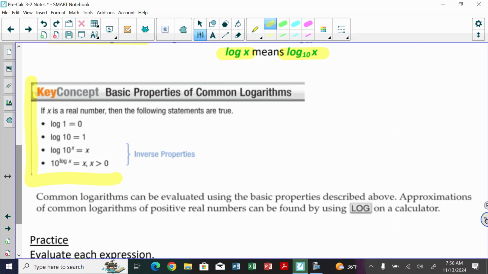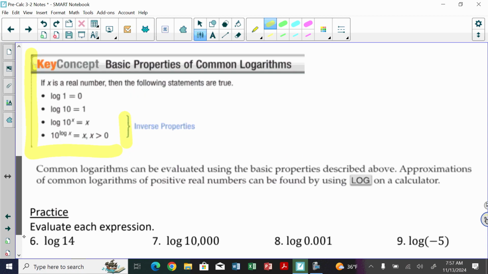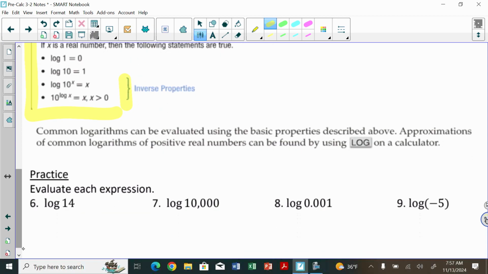Okay? Log base 10 of 1 equals 0. Log base 10 of 10 is 1. Log of 10 to the x equals x, and 10 to the log x power would be x as well. Notice that these two here are inverse properties of one another. So common logarithms can be evaluated using those properties, and we can approximate their values by just punching in real numbers.